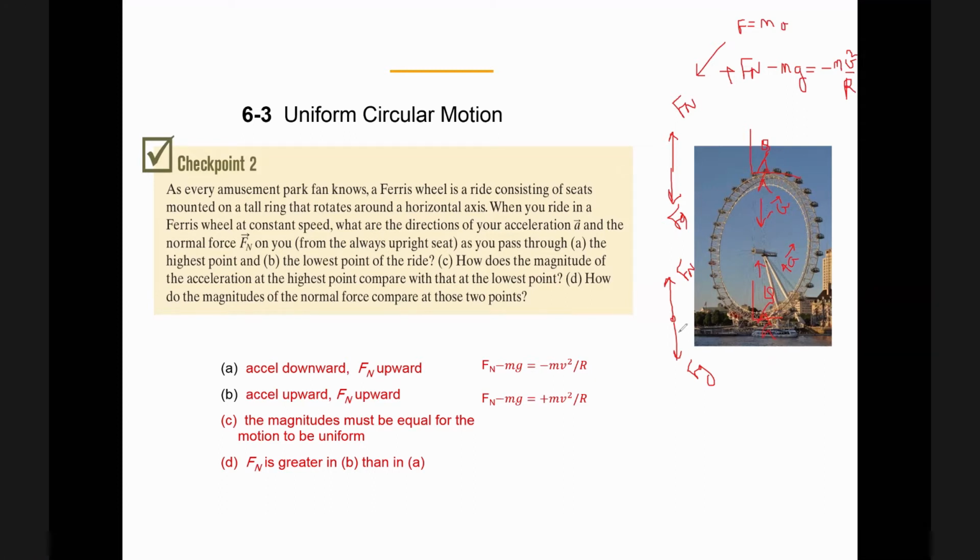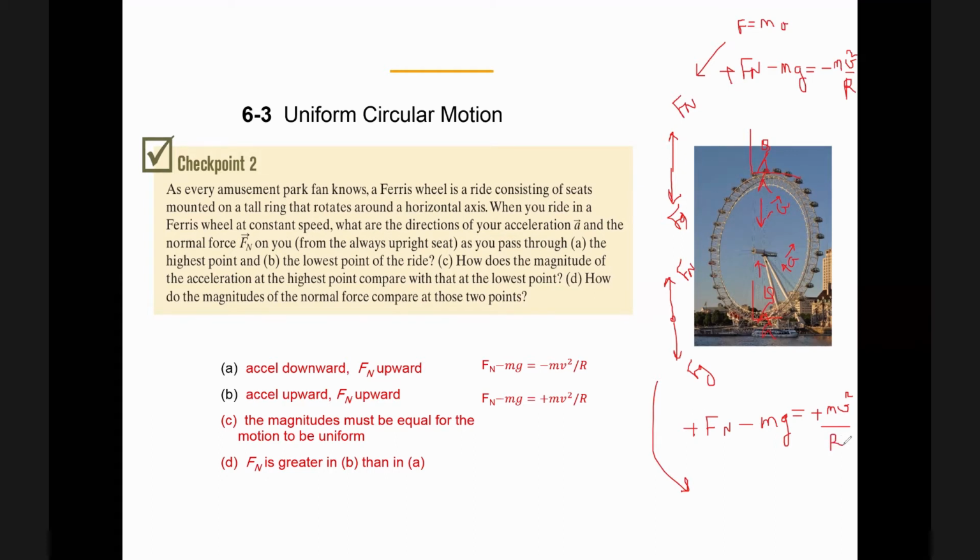Now, let's write the same equation for this situation. Same thing, Fn is positive, up. This is the reply of the surface, minus mg, down, gravity always down, equals what? Now the acceleration is positive, so it is plus mv square over r.